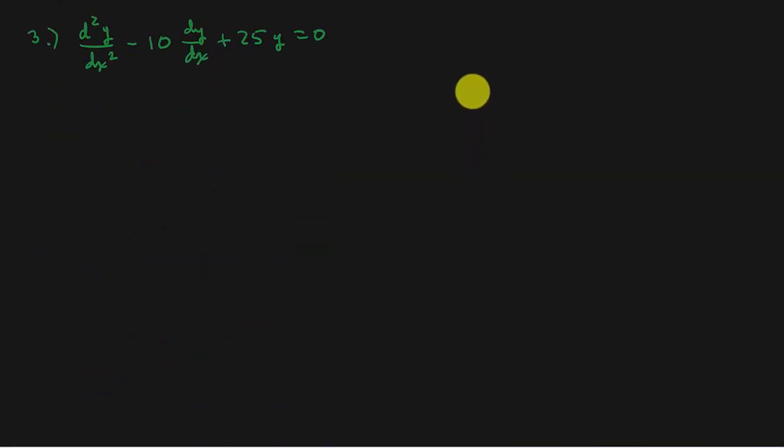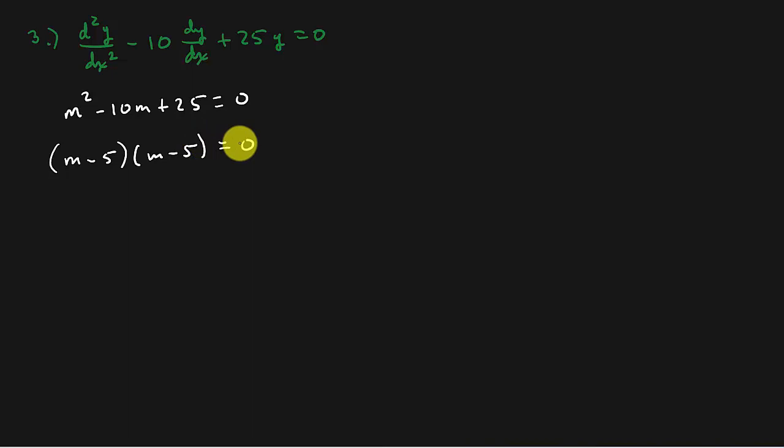All right, what about this one? We've got the second derivative minus 10 times the first derivative plus 25y equals 0. So our auxiliary equation is m squared minus 10m plus 25 equals 0. This factors to m minus 5 times m minus 5 equals 0. And so m equals 5 or m equals 5.